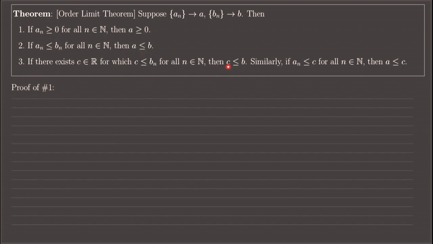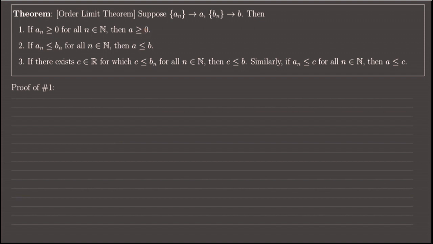And then the third one is almost like a rephrasing of the first one, but without 0 here. So if there exists some real number c which is less than or equal to all of the terms b_n, then it must be less than or equal to the limit. So compare that with the first part. Similarly, if it's greater than or equal to all of the terms of a sequence, then it must be greater than or equal to the limit. In other words, you can't jump over c. In the first one, you can't jump over 0.